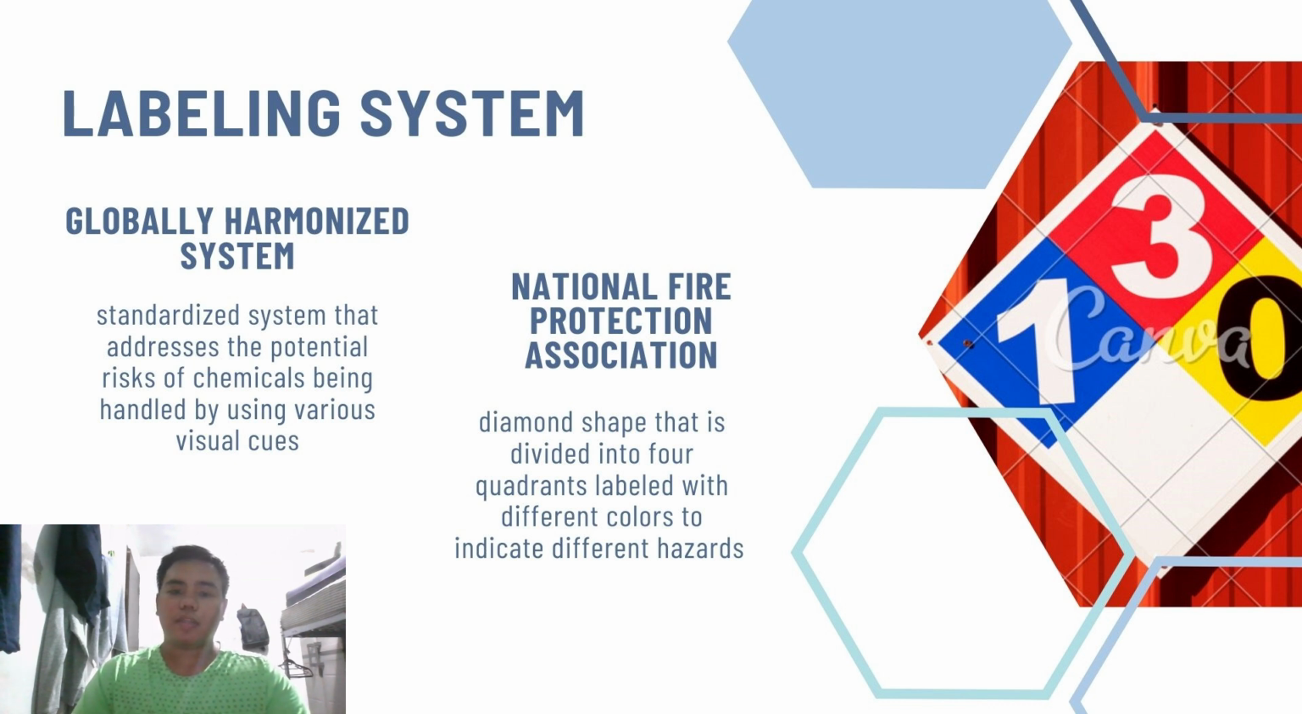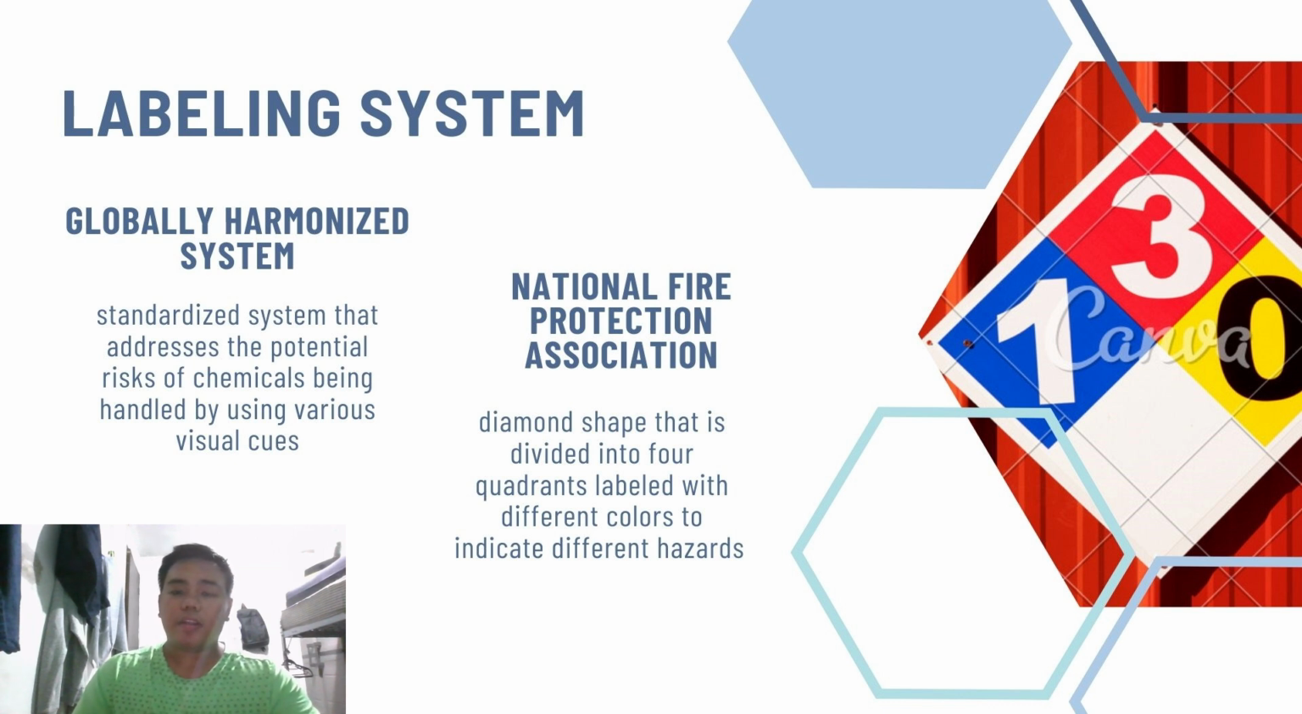Another labeling system is the National Fire Protection Association labeling system, which is a diamond shape that is divided into four quadrants labeled with different colors to indicate different hazards, such as blue for health hazard, red for flammability, yellow for reactivity/instability, and white for special hazards, as well as placing numbers with 0 as the lowest and 4 as the highest to indicate their severity in that particular quadrant.